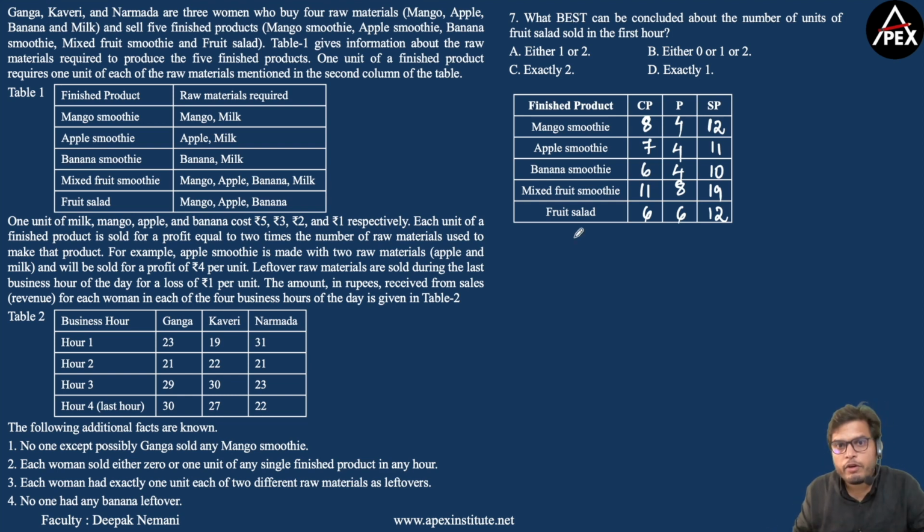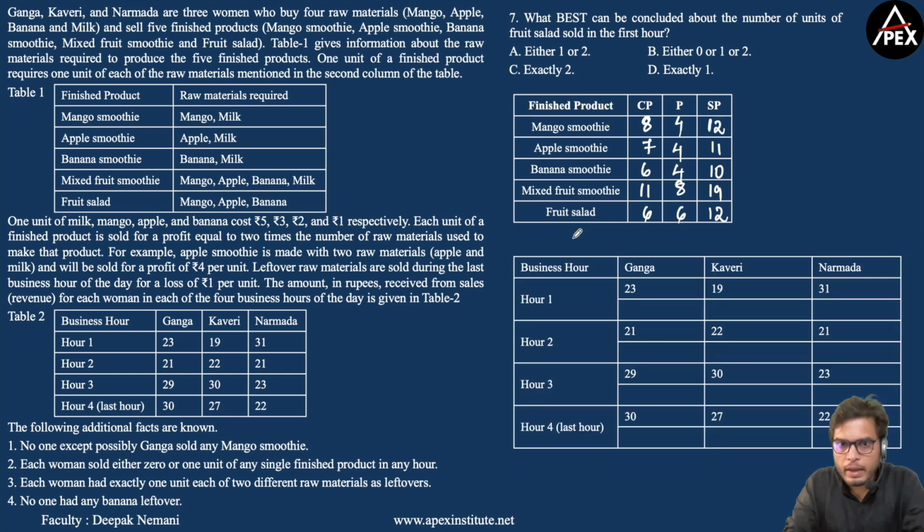Now let's use the information that is given in table 2 and these 4 statements. So to use that, I will be making another table like this. Now in R1, Ganga had a revenue of 23 rupees, Kaveri 19 rupees, Narmada 31 rupees. Now let's see how we can have Ganga having a revenue of 23 rupees. Okay, so I can write 23 as 12 plus 11, right?